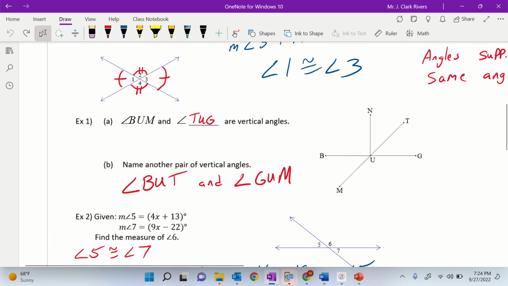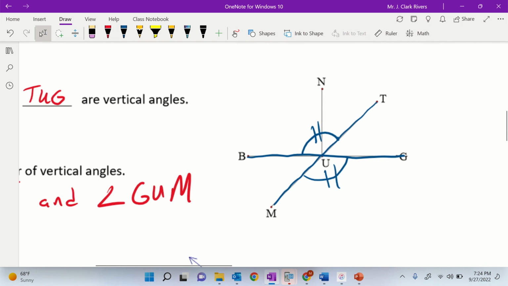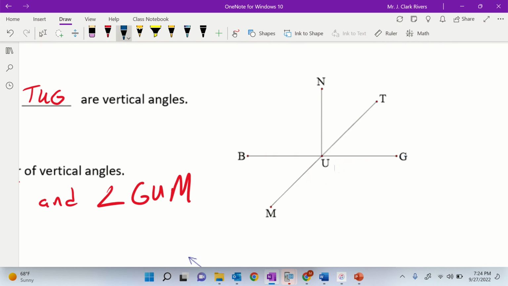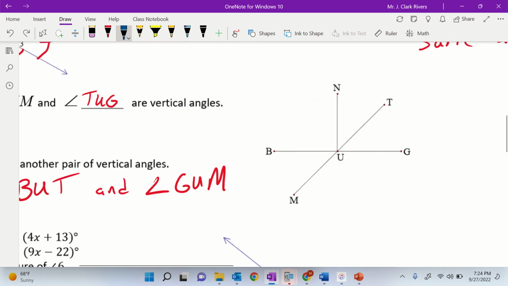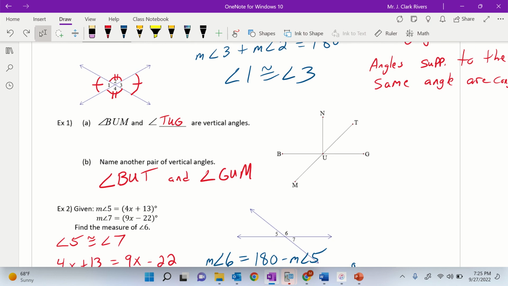Name another pair of vertical angles. This is probably where it's not super clear. Angle BUT is formed by this ray and this ray, or line segment, I guess. BUT is this line segment and this line segment. So here is angle BUT, and you can see angle BUT is opposite angle GUM. When you highlight it there, it becomes a lot clearer as opposed to before we highlighted it, maybe not quite as clear. It's hard to find that second pair because it's a little busy here with NU. So use OneNote to your advantage to create those X shapes.